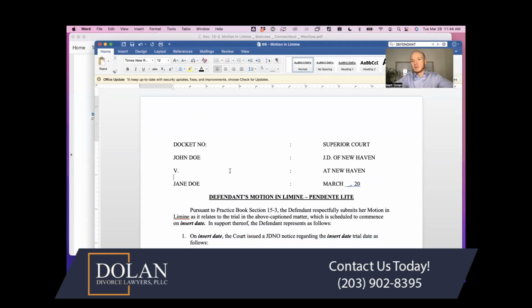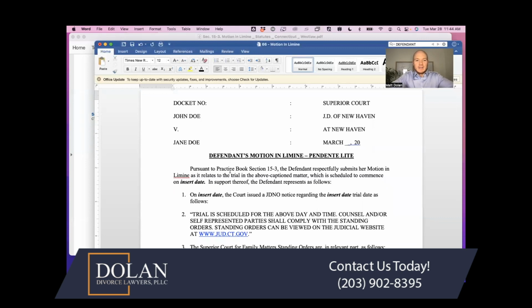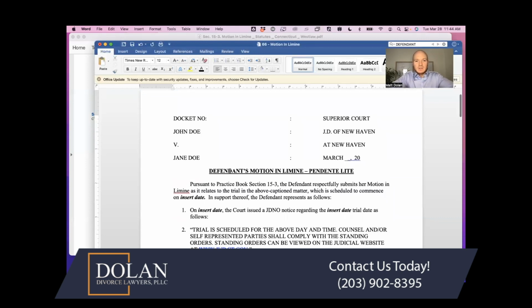Forgive me if you hear a little noise in the background. My dog is digging a hole on a mattress. Or on his mattress. All right, so here is a sample motion.